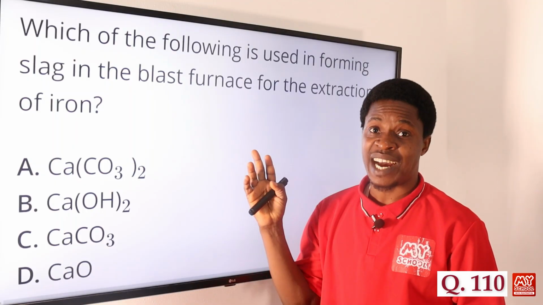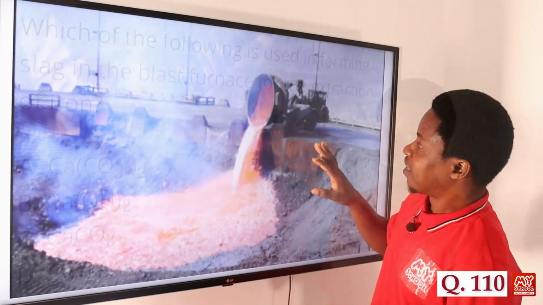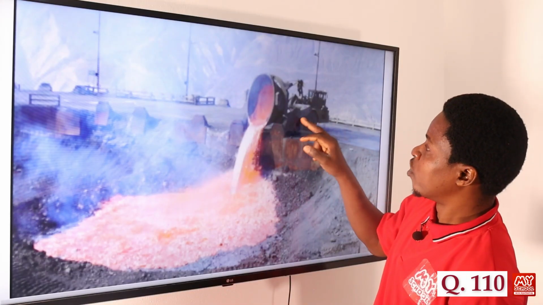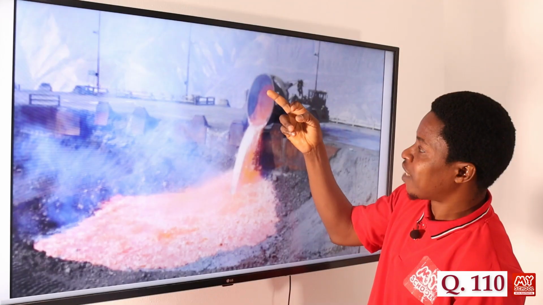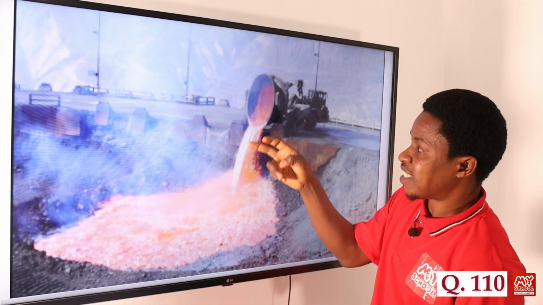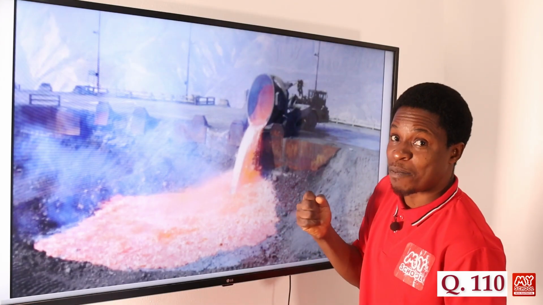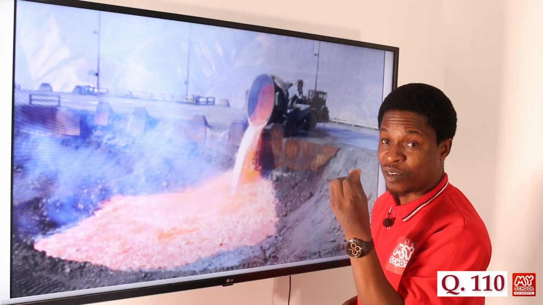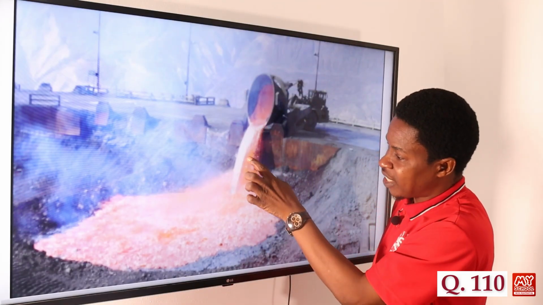Let's look at the diagram and see how the process takes place. So you can see the diagram now. This is the process. It has undergone smelting of the iron. What we have here being poured out is the slag, and you can see it is very red in color because it's high temperature. Of course, it's the temperature that melted the silicon dioxide, sand, together with calcium carbonate to form this.